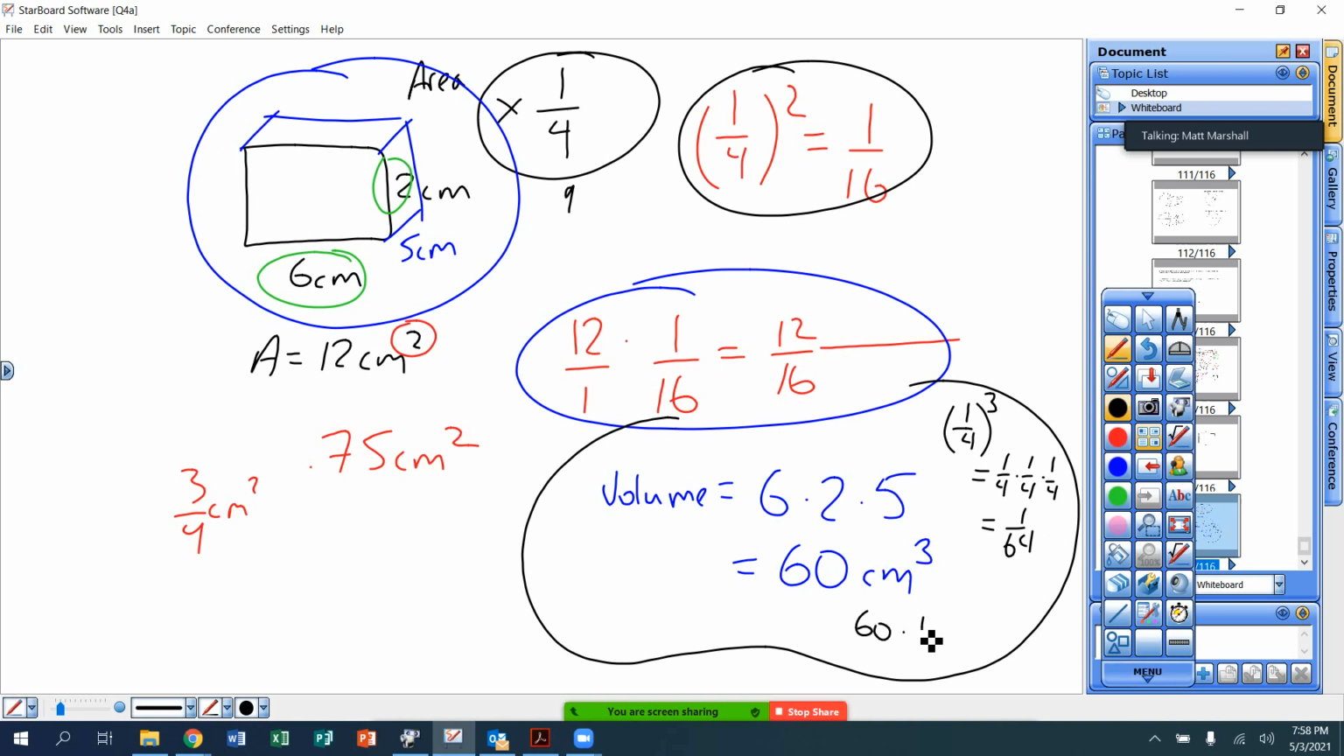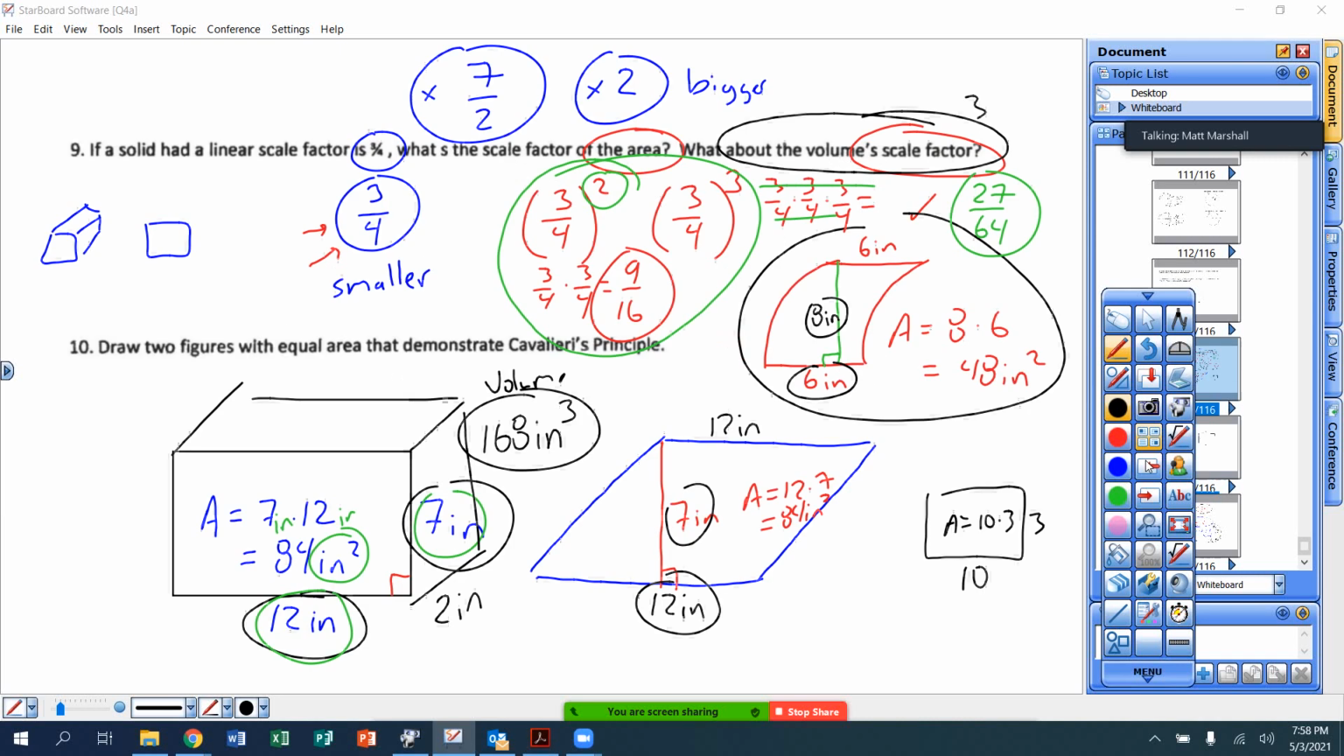So there's another problem coming on your paper that has you do just this. If I scale that down, volume wise, that would scale way down to like 0.93 centimeters. It's kind of a weird thing. But again, scale factor for area, you take that scale factor number and square it. Scale factor for volume, you take that scale factor number and cube it.